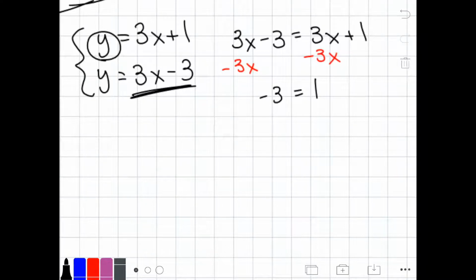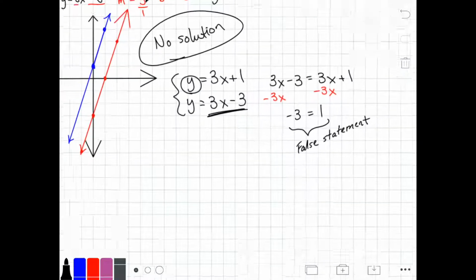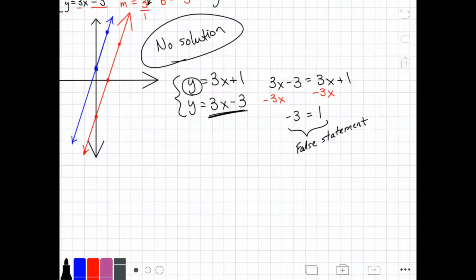So we have no variables and a false statement because -3 does not equal 1. So what can we say about a system of equations where we get a false statement? Well, very similar to solving one equation with one variable. When we get a false statement, we can say no solution.